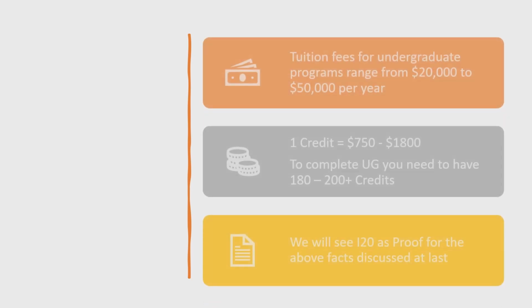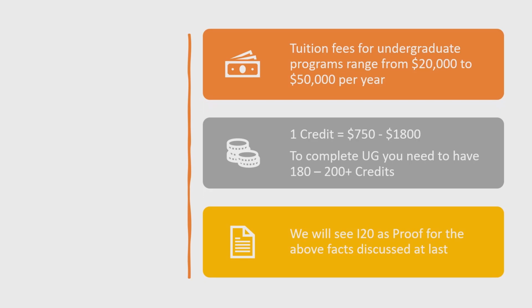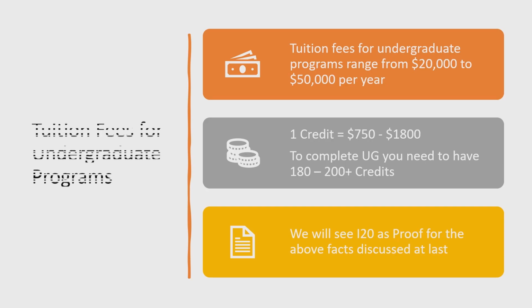So next, I'll talk about the fee structures of the undergraduate program and the graduate program. The undergraduate fee structure ranges from $20,000 to $50,000 per year. It's a huge amount, I can understand. $10,000 comes somewhere in Indian currency, you can assume, to be 8 to 9 lakhs. So per semester I am talking about $20,000, which comes to around 18 lakhs.